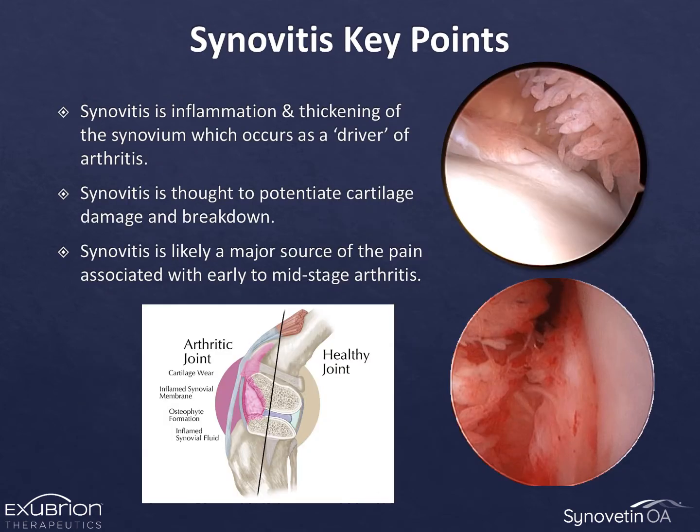Now, with a primer on synovitis in our rearview mirror, let's take a look at a couple of key points to be made regarding synovitis. Synovitis is inflammation and thickening of the synovia, which occurs as an initiator and a driver of osteoarthritis. Synovitis is thought to potentiate cartilage damage and breakdown, as we have just observed. Synovitis is likely a major source of the pain that's associated with early to mild stage arthritis.